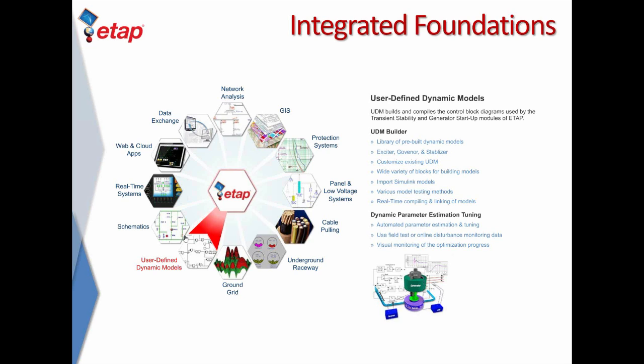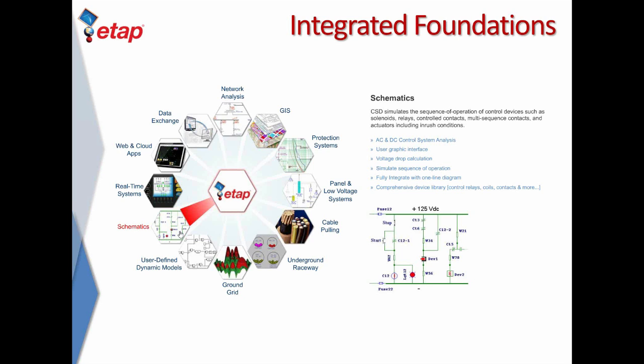You can also use ETAP to go down into the control circuit diagram level, where you can model the control relays, Form C contacts, solenoids for control circuit diagrams, including the voltage drop calculation, such as a breaker open-close circuits, a DC motor, stop-start circuit. These are some of the examples of control circuits you can model and simulate inside the program.